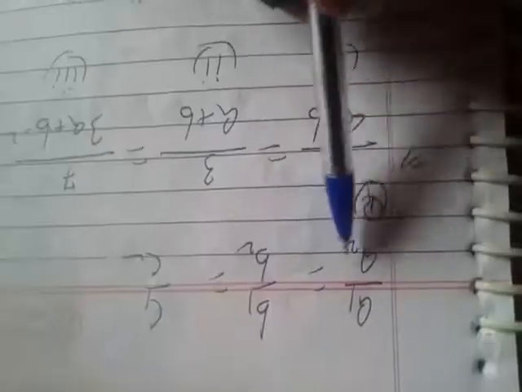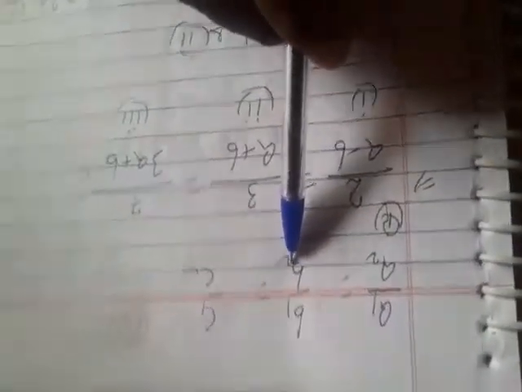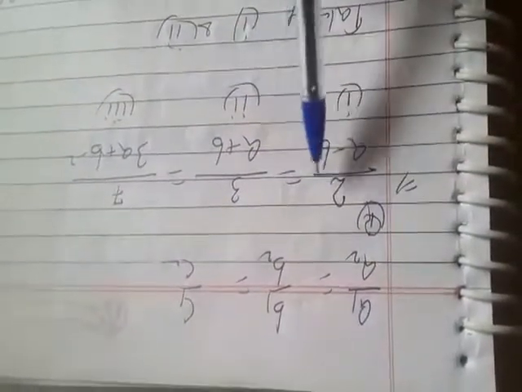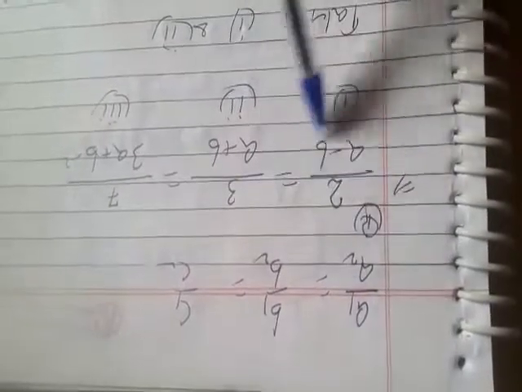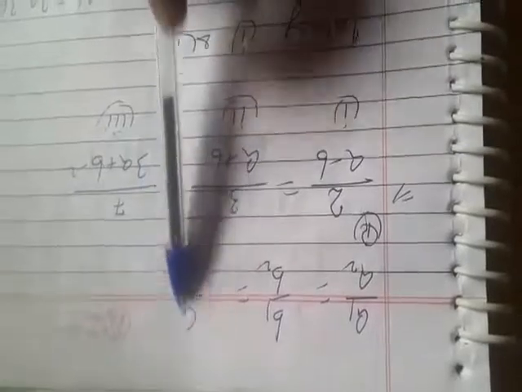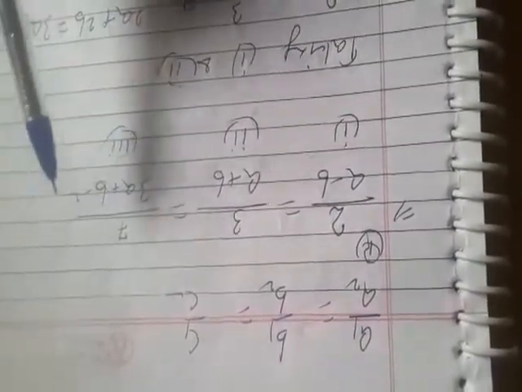Now as we know, for infinitely many solutions, the ratios a1 by a2, b1 by b2 and c1 by c2 all are equal to each other. So we will express the values over here. a1 by a2 is equal to 2 by a minus b, b1 by b2 is equal to 3 by a plus b, and c1 by c2 is equal to 7 by 3a plus b minus 2. Now we take the first and second condition together.